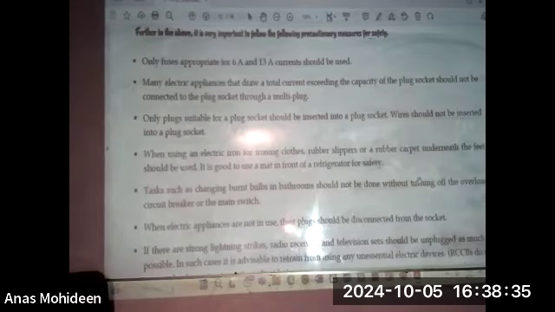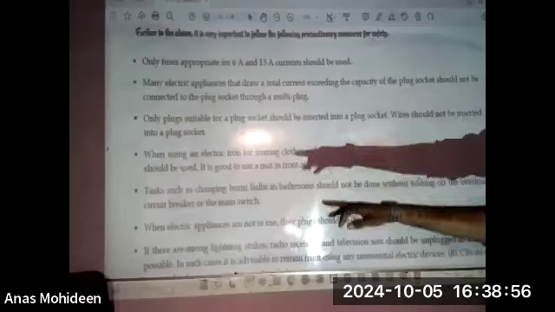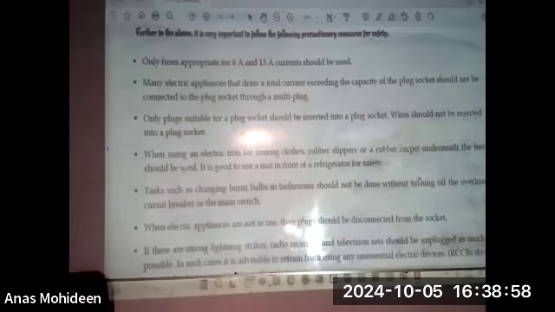And moreover, just like I showed in the image earlier, you should not connect one over the other to draw more current, which may result in burning and fire. When you are connecting to a plug socket, connect only a limited number. The more appliances you connect, the more risk there is for those electric appliances as well. Only a plug suitable for the plug socket should be inserted.